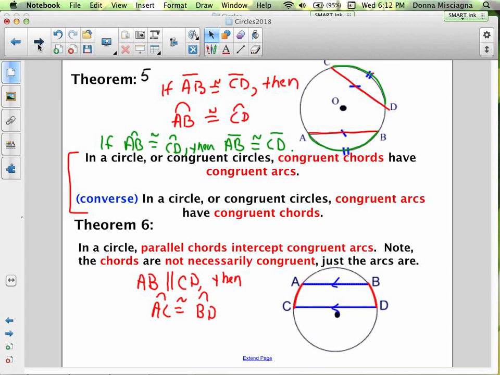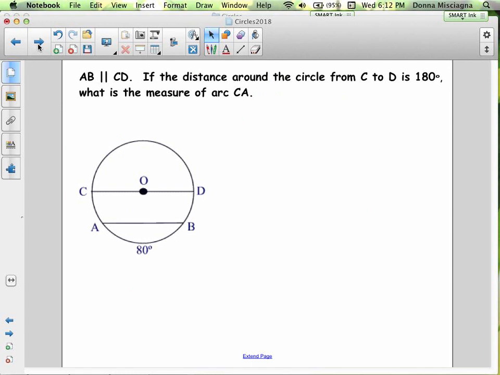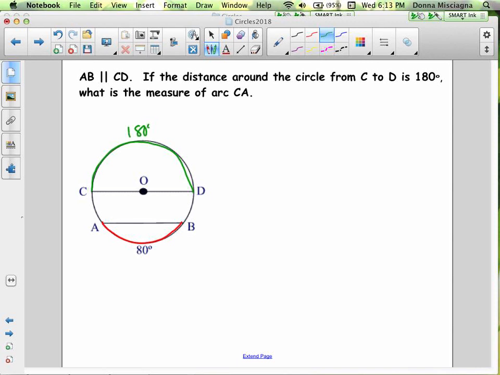And one last problem. AB is parallel to CD. If the distance around the circle from C to D is 180 degrees, what's the measure of arc CA? Right, so we're given some measurements here. We're told that arc AB here is 80 degrees. And by the way, we're going to be learning why, they didn't have to tell us this, arc CD has to be 180 degrees.